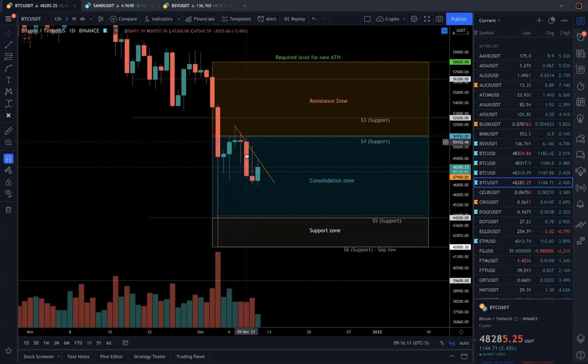And the resistance zone indicates that it will try to break above the consolidation zone, like what you see here is the first attempt, right? And then a second attempt, a third attempt, and a fourth attempt. You see how many attempts it made to enter into the resistance zone? 4 attempts, because this is the 1 day time frame. So it made 4 attempts, and then it gave up.